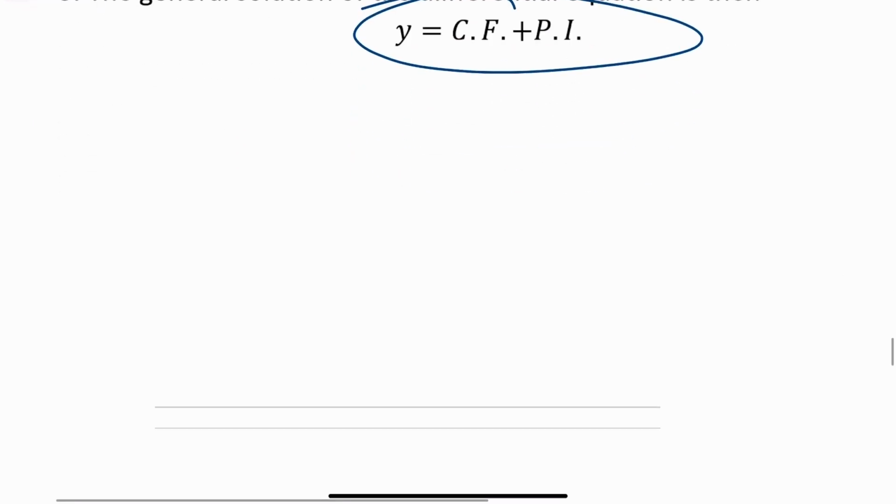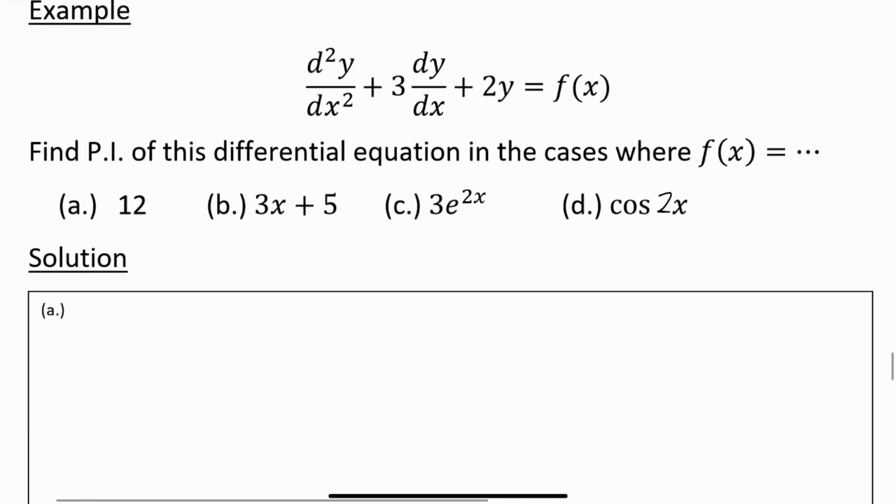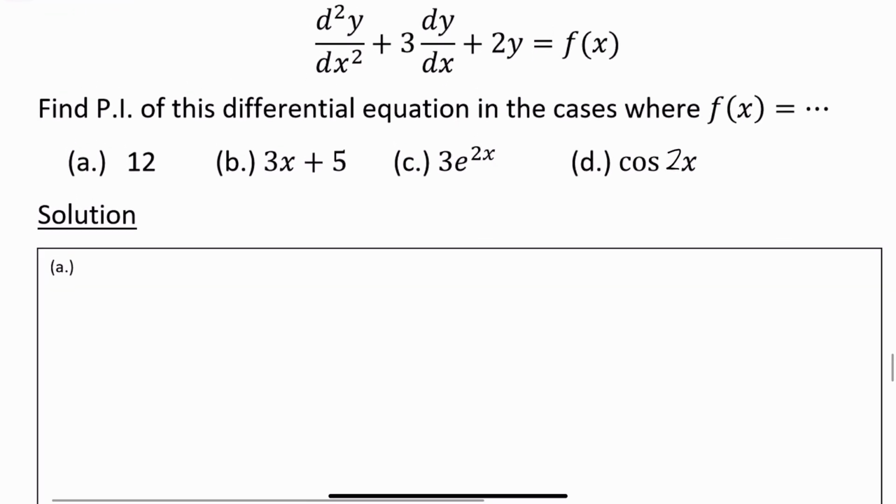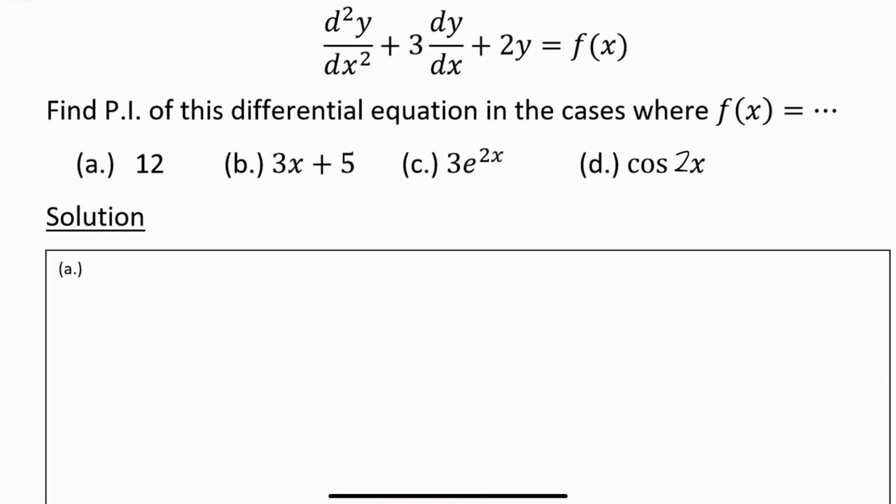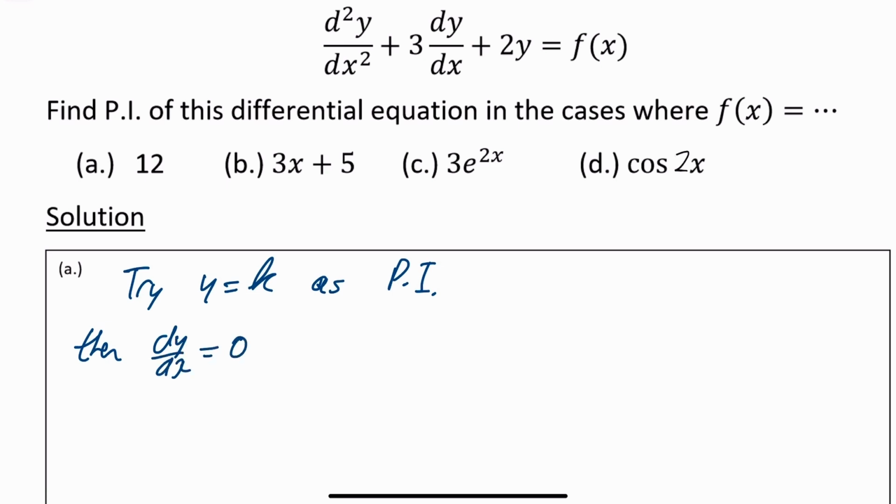So we're going to look at an example here. It says find the particular integral of this differential equation in the case where f of x is equal to 12. So we'll just go through them individually. For this we want to try y is equal to k as the particular integral. Now if y is equal to k, then dy by dx is just equal to 0, and d2y by dx squared is definitely just equal to 0 as well.